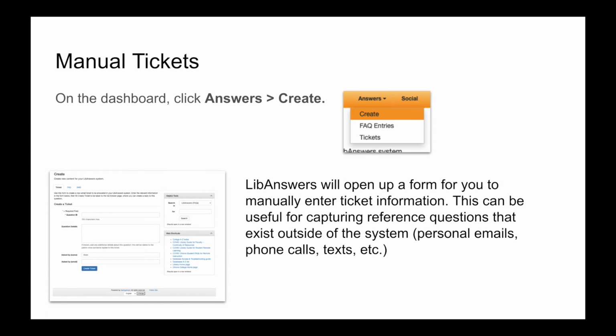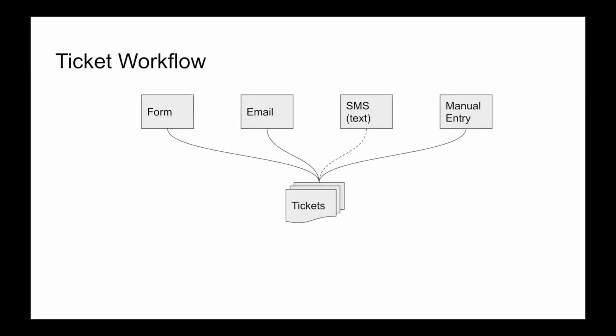These are kind of handy because when you're manually entering information for a ticket, it can be useful to help capture reference questions that exist outside of the system. So if somebody sends you maybe a personal email or calls you on the phone, or you get a personal text or something, you can always take that information and manually put it in the system so that it can be tracked and trended the way we are using these other tickets. So that can be kind of handy. Okay, so we have our four main inputs: our forms, our emails, our SMS texts, and our manual entry. All these things generate tickets.